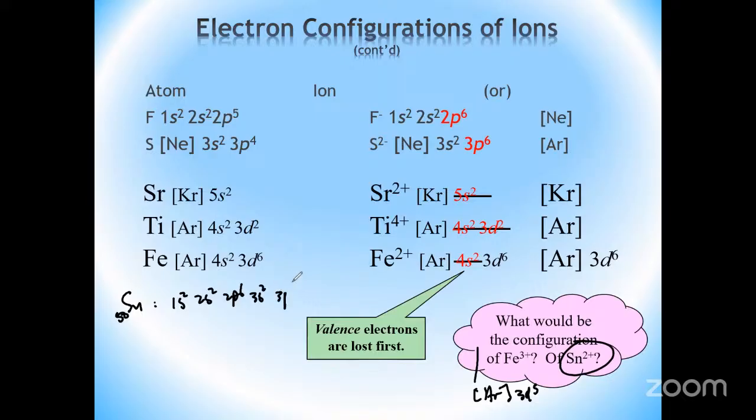3s2, 3p6. What's the next one? 4s2, 3d10. So that's 30. What's the next subshell? Can somebody remember? 4p6. And then what? Then 5s2, 4d10, 5p2. Let me check: 36, 38, 40, 50. Okay, so that looks correct.